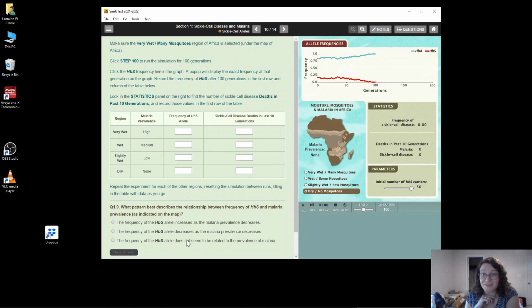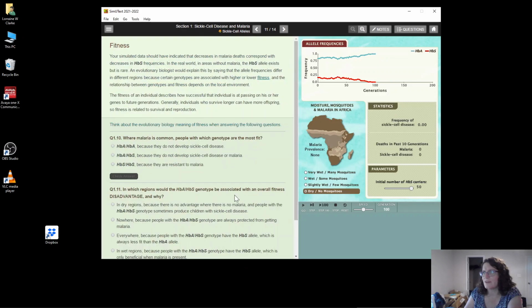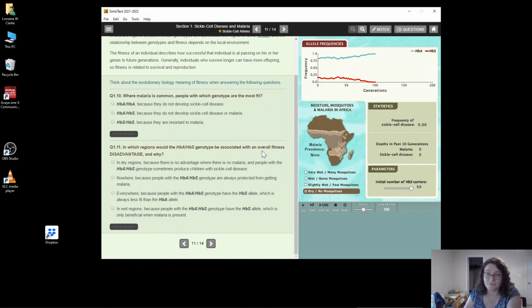You guys do have to fill them all out and actually run each one of these simulations and get the numbers, okay? And then describe the patterns. But that does make sense, right? Where malaria is common, people with which genotype are the most fit? This should be clear to you, okay?